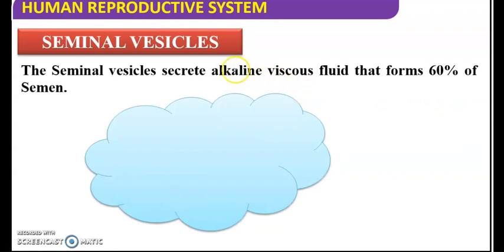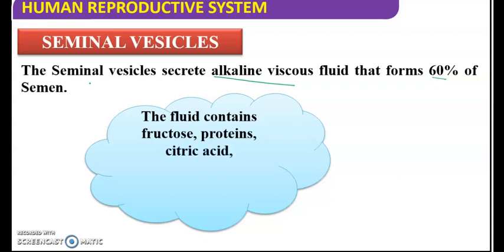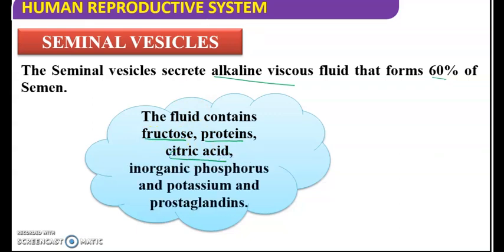Seminal vesicles mostly secrete an alkaline viscous fluid which forms 60% of semen. Now I told you that semen is nothing but the fluid which mixes with the sperms. 60% of that fluid comes from the seminal vesicles and it is alkaline in nature. This fluid contains the following. First, it contains fructose, protein, citric acid. Along with it, it contains inorganic phosphorus, potassium and prostaglandins.